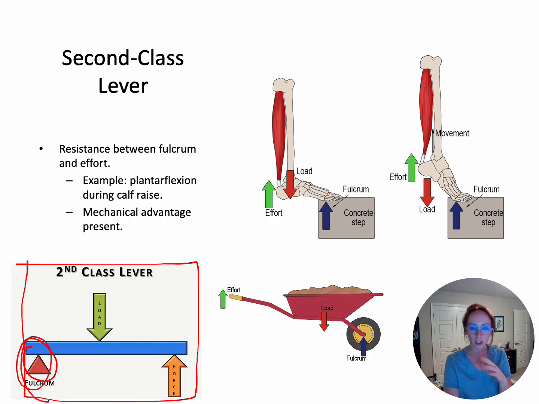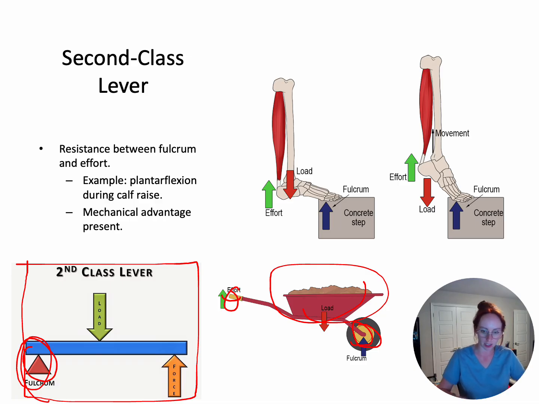And then a good example to help picture what a second class lever is, is a classic wheelbarrow. You have your fulcrum, that wheel on the end, your load, whatever you're piling in the middle of the wheelbarrow, and then your effort. So right here is where you're having to lift it and then push, and start that movement to push the wheelbarrow.